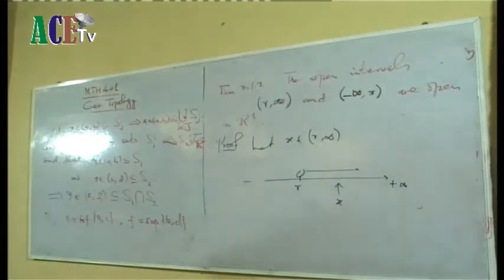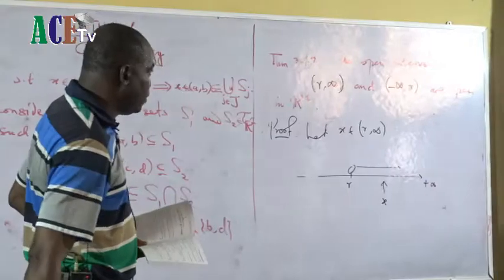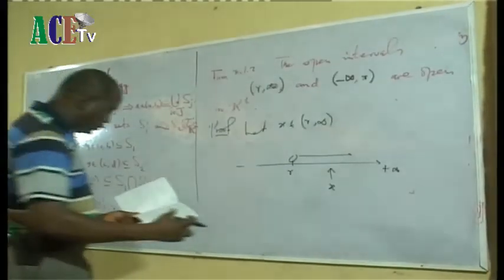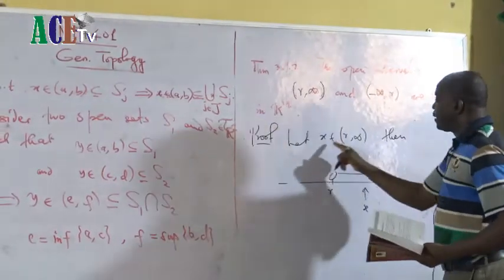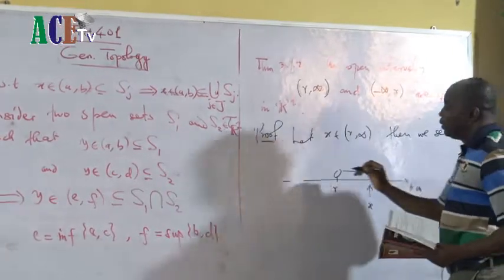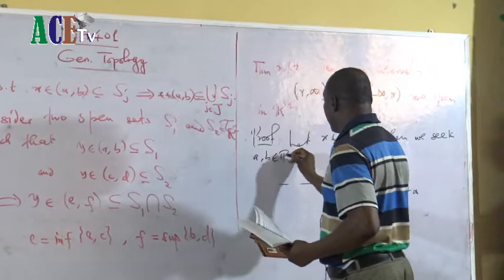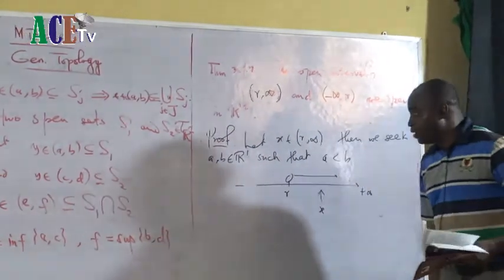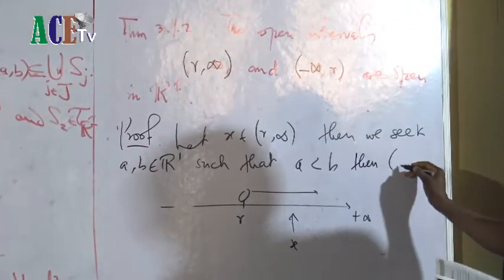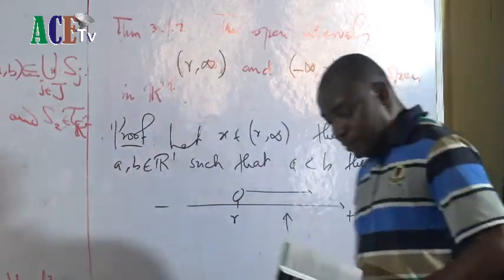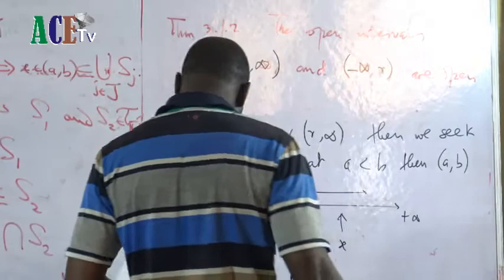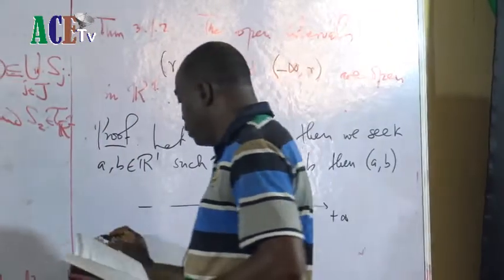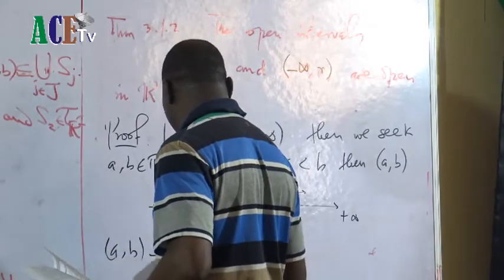Suppose your X lies somewhere here. How do you achieve the consideration of an open set there? What we simply do is say, if X lies here, then we seek A and B lying in R1 such that A is less than B. Then you can have an open interval A, B. If that is the case, we want to see that this open interval A, B is contained inside R infinity.